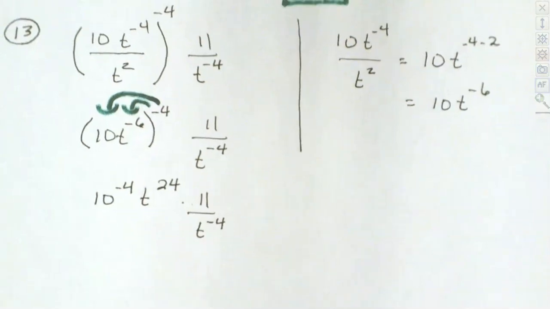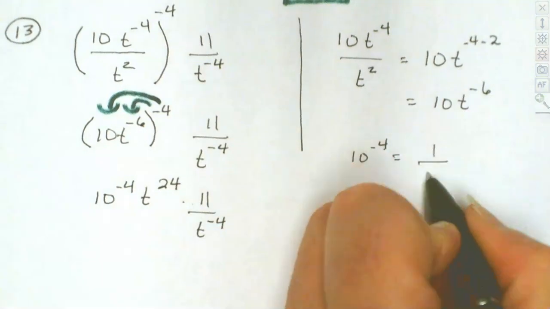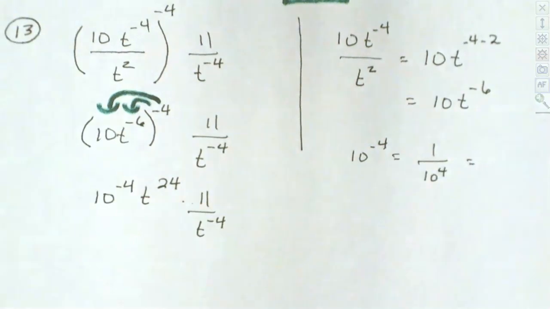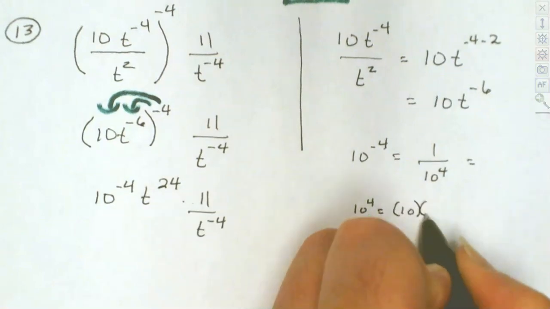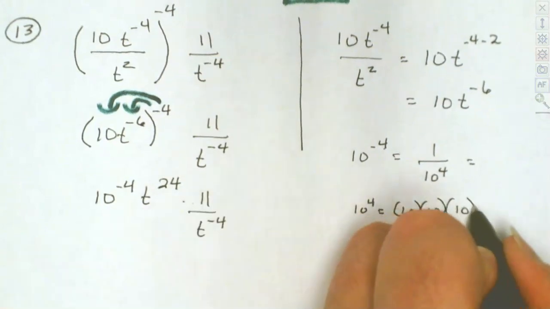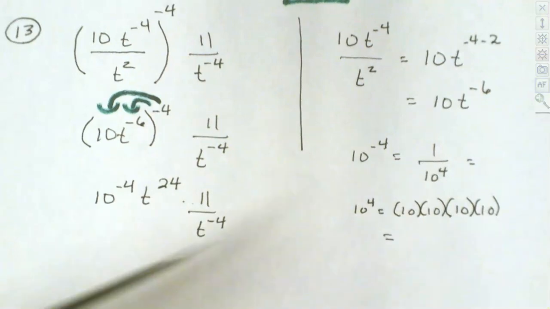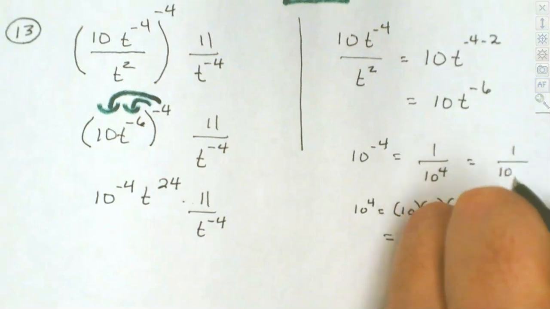Now we have to work with these negative exponents at some point. So let's go ahead and look at 10 to the negative 4th power. 10 to the negative 4th power would be 1 over 10 to the 4th. And what about 10 to the 4th? 10 to the 4th power is 10 times 10 times 10 times 10, which comes out to be 100 times another 100. I believe that's going to be 10,000. So that would be 1 over 10,000.